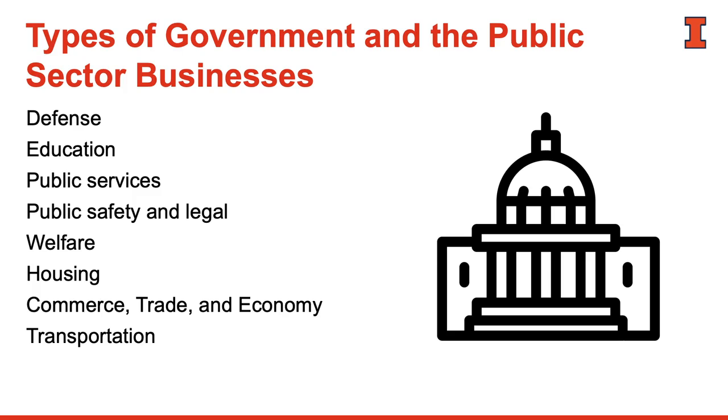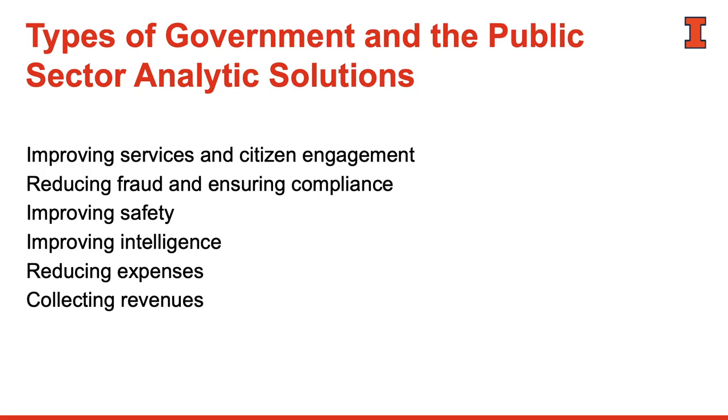So now let's cover some analytic solutions in the government and the public sector. As you can imagine, there are a range of agencies and ministries and departments at a national level, at a local level that include things like defense, education, public services, public safety, legal issues, welfare, housing, commerce, trade and economy, and transportation. For the most part, agencies and departments and so forth are mostly concerned with improving services and citizen engagement, with reducing fraud and ensuring compliance, improving safety, improving intelligence, reducing expenses, and of course collecting revenues, as you might imagine.